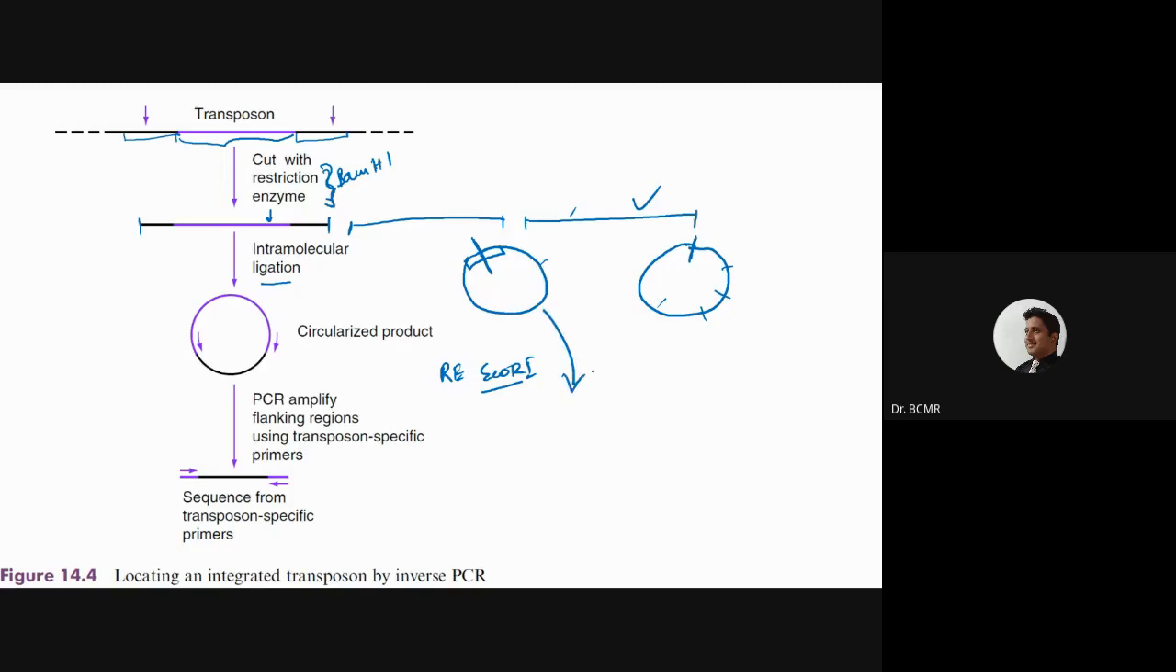And then, once we cut, we would have the fragment inverted. The transposon sites are on the outside, and the gene fragments are on the inside. Because we know the sequence of the transposon, we would use transposon-specific primers for amplification, followed by sequencing. That is how we can figure out the gene responsible for that particular trait. Okay.